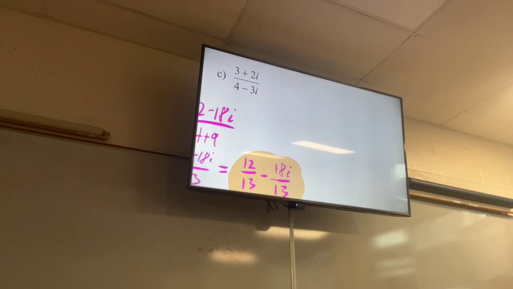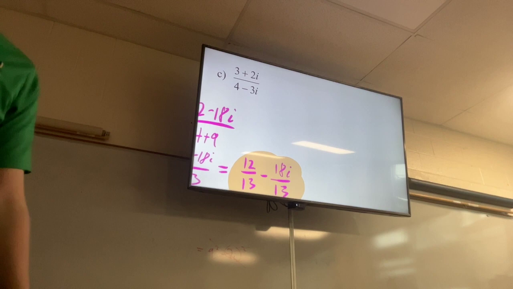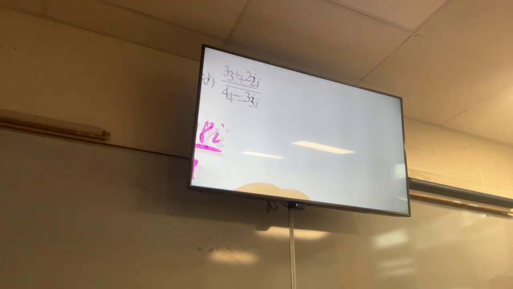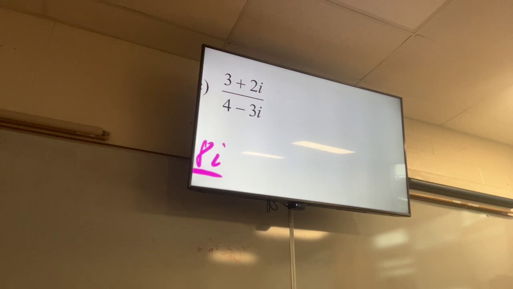Do we get? I know the top is 6 plus 17. And then the bottom would be 16. Is it plus 9? I don't know. I was about to do it right now.